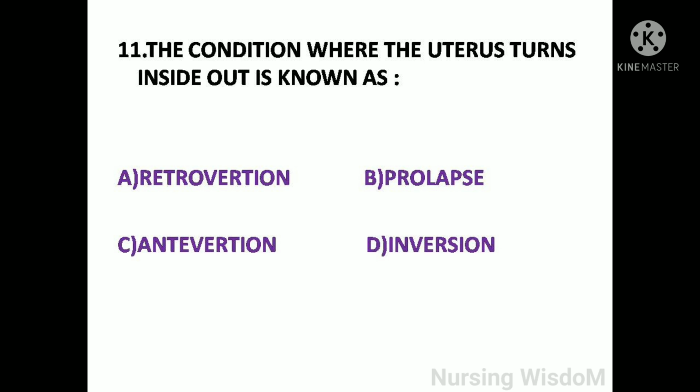First question: the condition where the uterus stands inside out is known as option A, retroversion; option B, prolapse; option C, anteversion; option D, inversion.